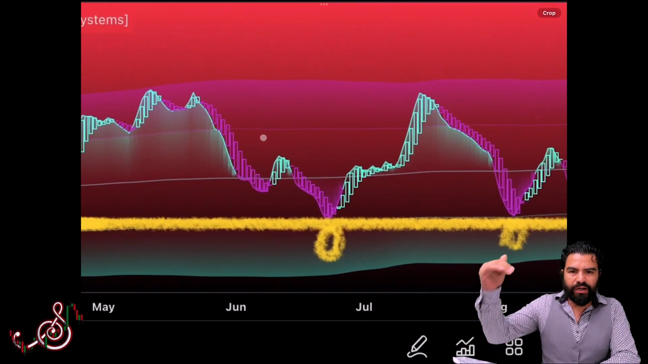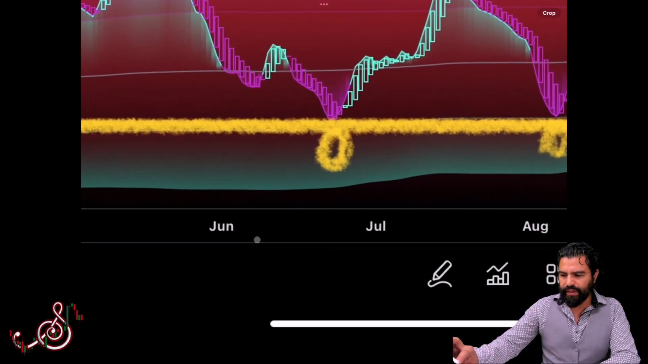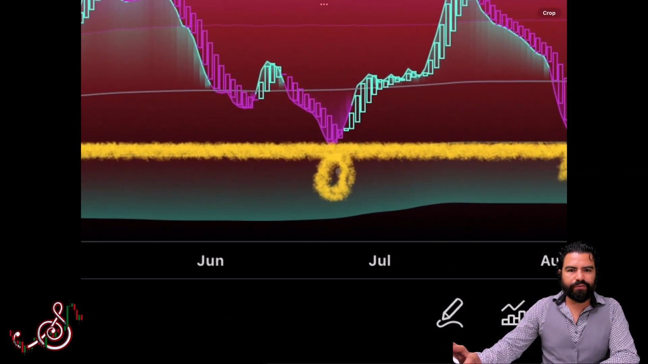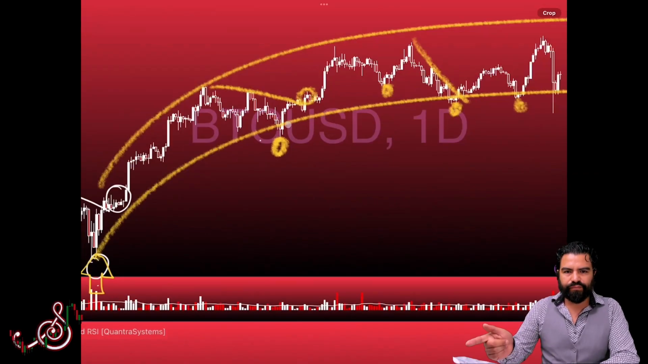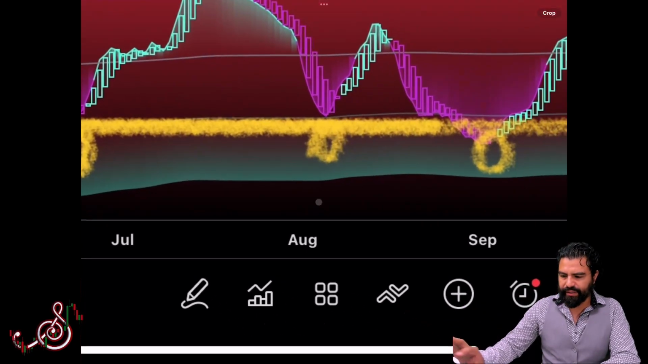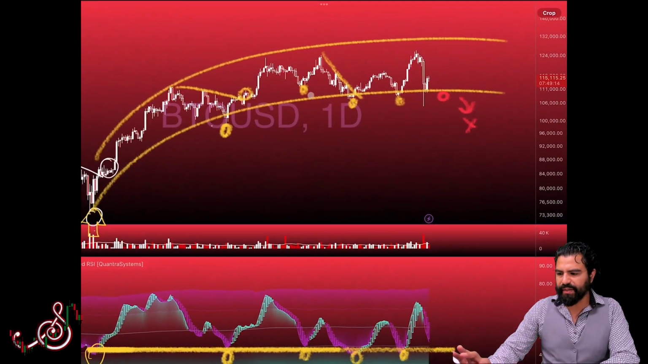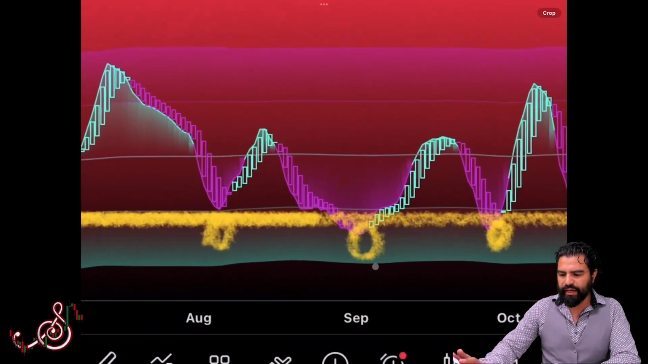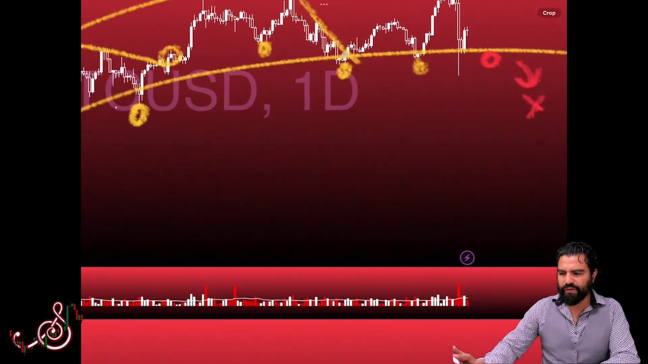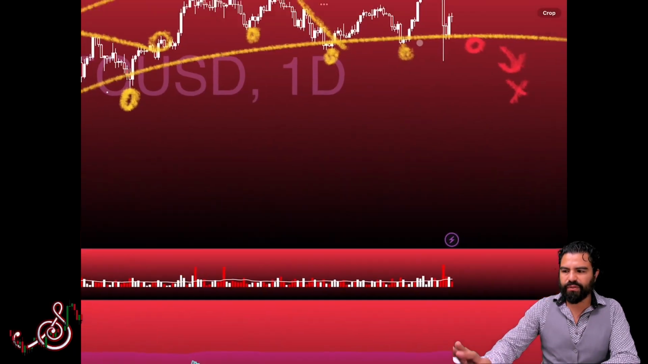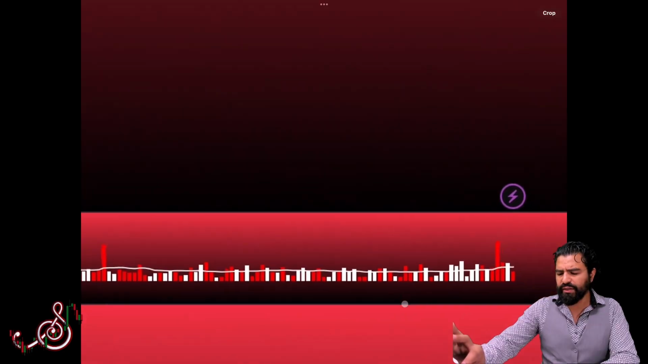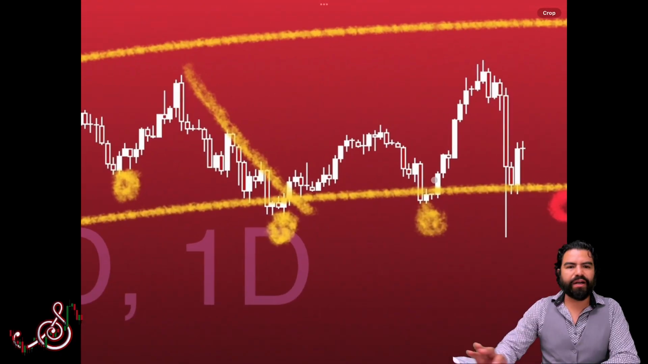We trigger the RSI in June to July, closer to the end of June. It formed a bottom. It hit again in August, and we formed a bottom. It hit again in September, and we formed a bottom. And it hit again in the beginning of October or near the end of August, and it formed a bottom.